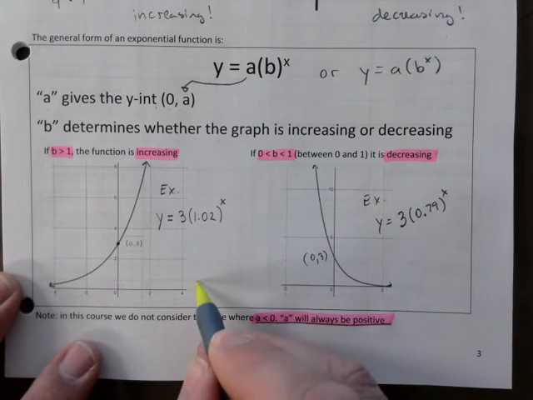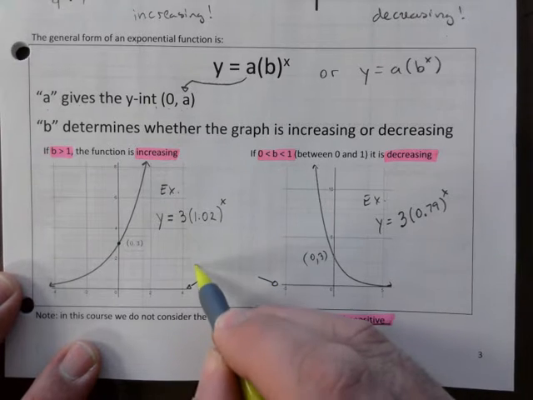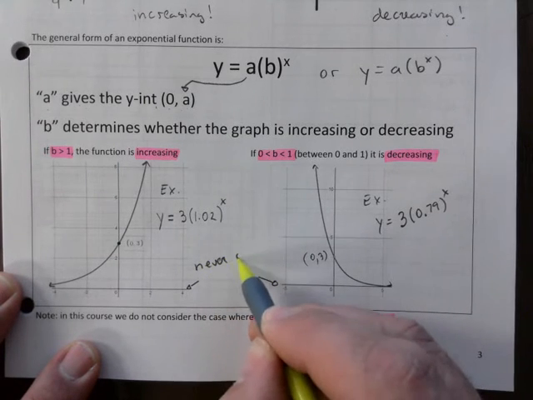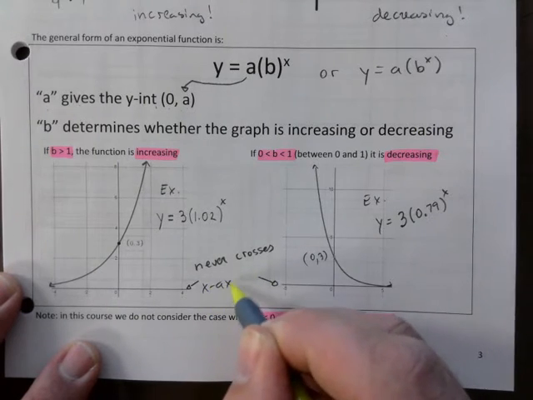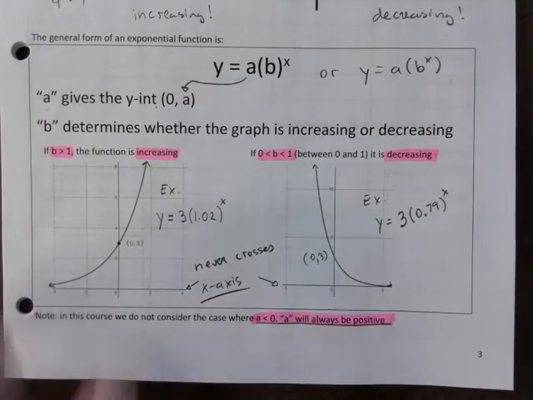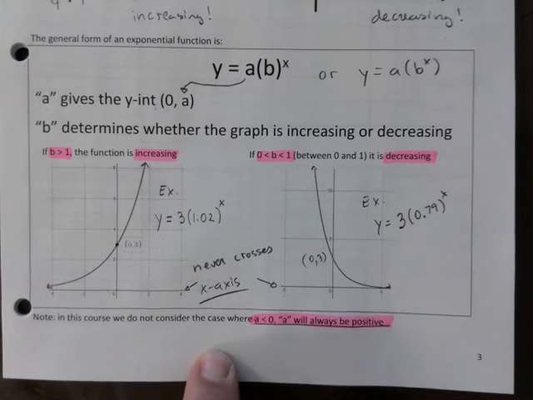And I want you to add, okay, never crosses x-axis. That's one thing that's very, very particular about exponential. That's not the case for quadratics or cubic, right? They do cross. Exponentials never do, okay?